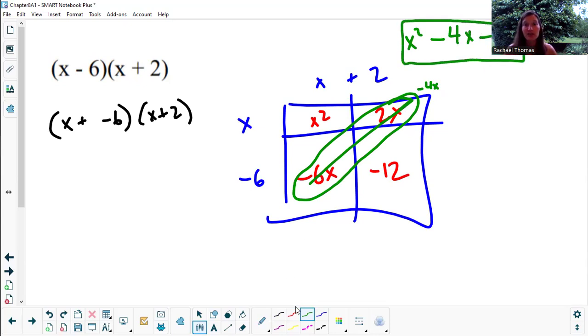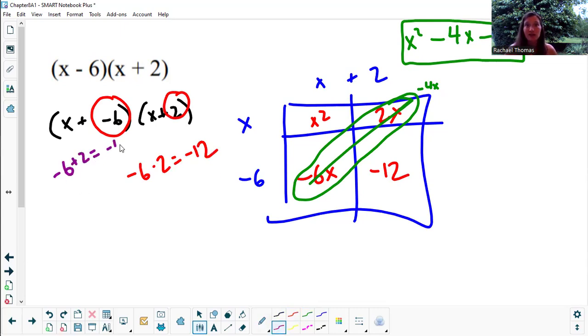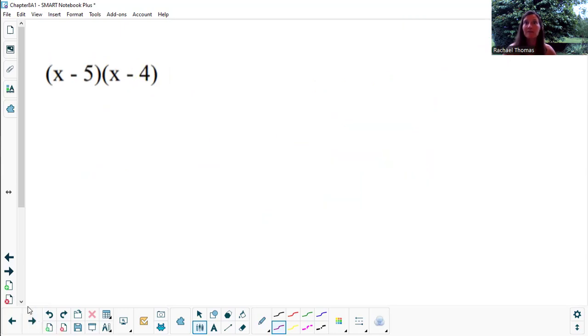And I will notice again that negative 6 times 2 is negative 12. That was my final thing. And negative 6 plus 2 was negative 4. And that's my middle term. That when you don't have any extra coefficients, that rule of thumb always, that pattern always applies.